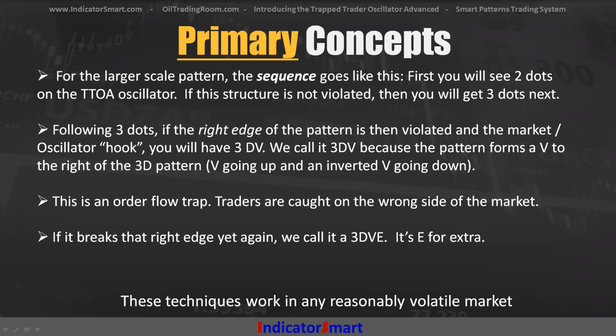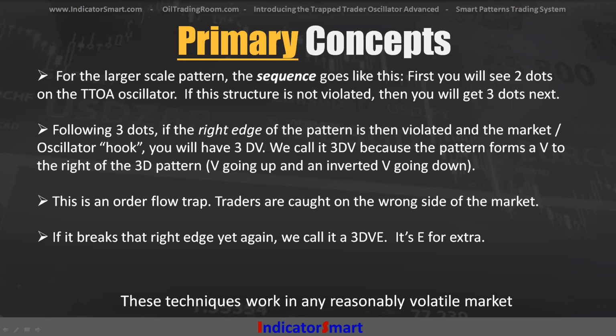So following the 3 dots, if the right edge of that pattern is violated, and then the market hooks again or reverses again back into it, we call that the 3DV pattern. It's called that because it forms a V kind of shape. Just super simple, a V shape. And then it'll be a V going up and an inverted V going down.